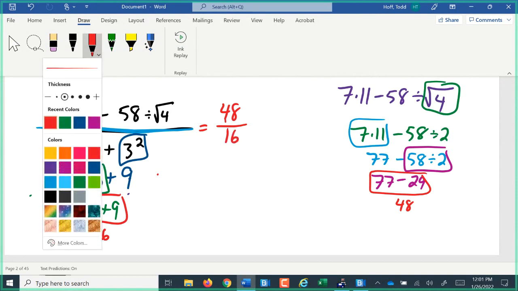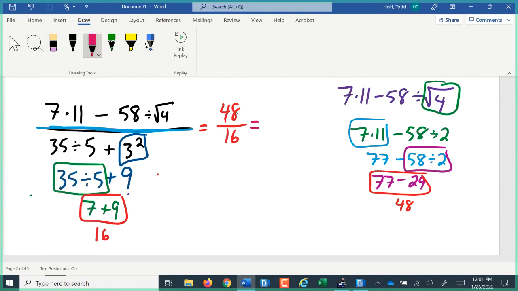And of course, we'll have to combine those by dividing. 48 divided by 16 is 3.